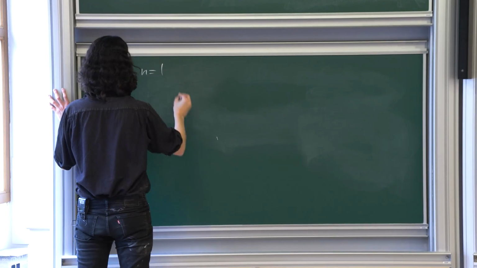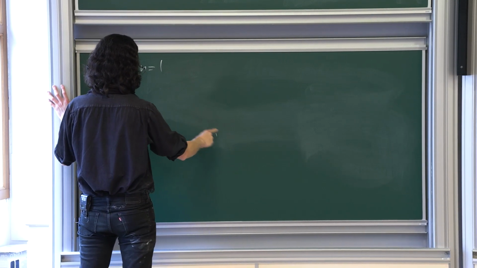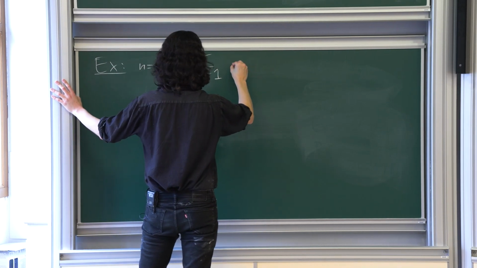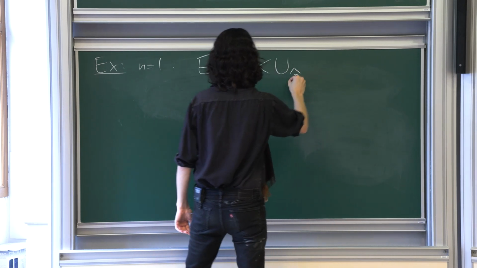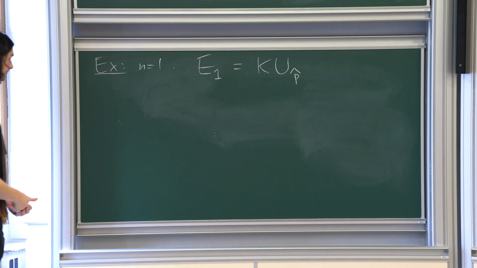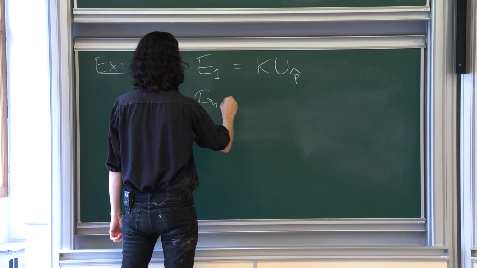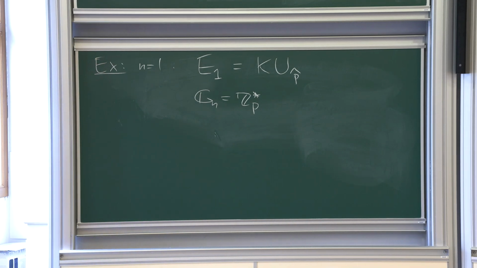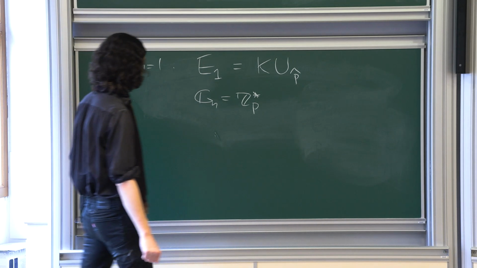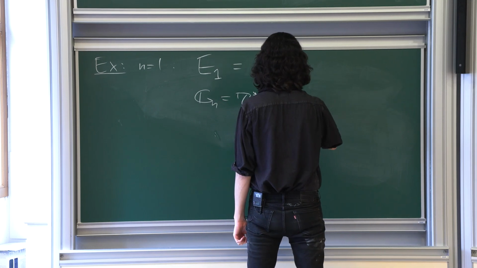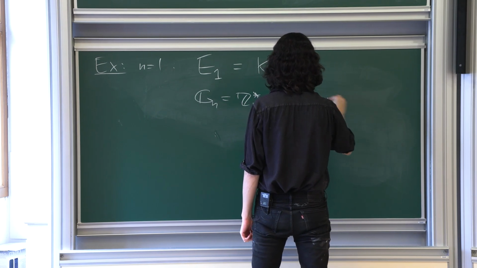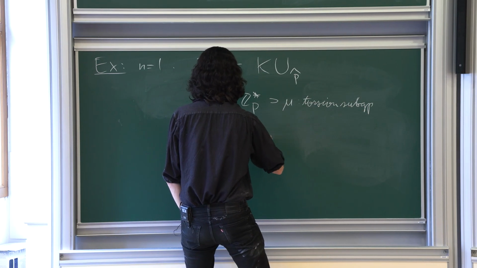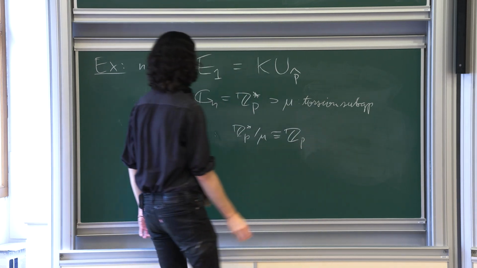So n equals 1. Then recall that E1 is just the p-completion of the complex K-theory spectrum. Gn here is just Zp cross. And then we have some torsion subgroup mu, which is finite. And then we have Zp cross mod mu, which identifies with Zp.